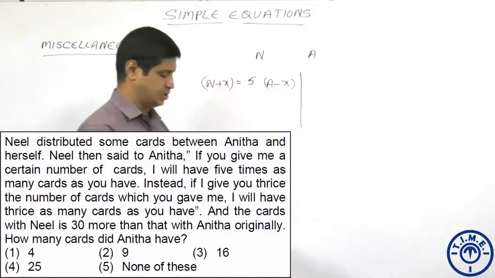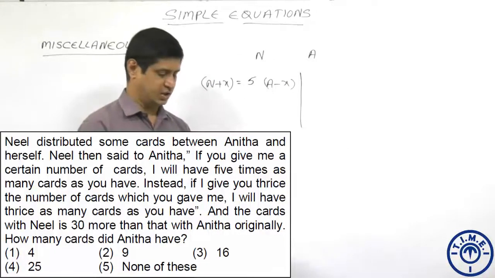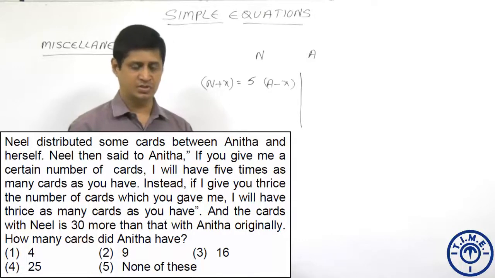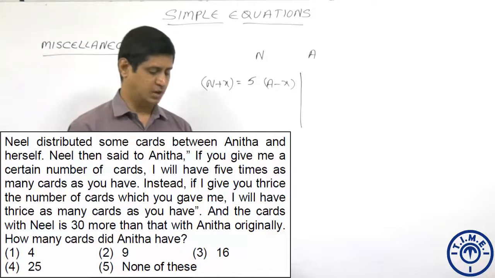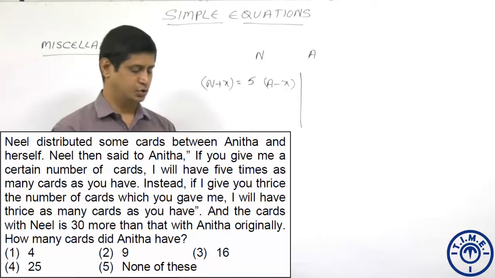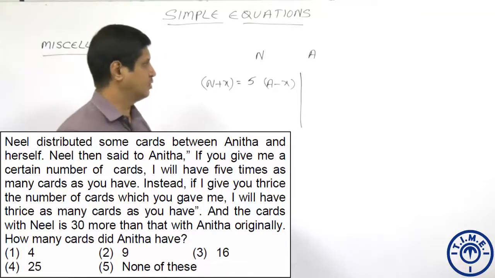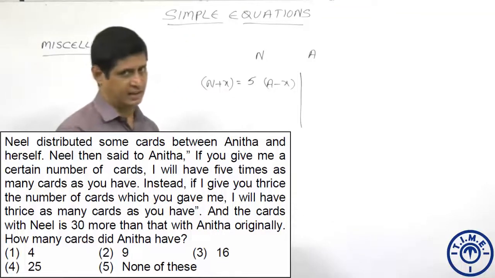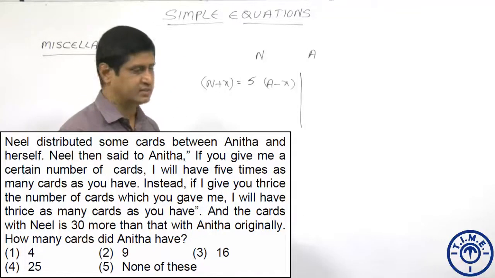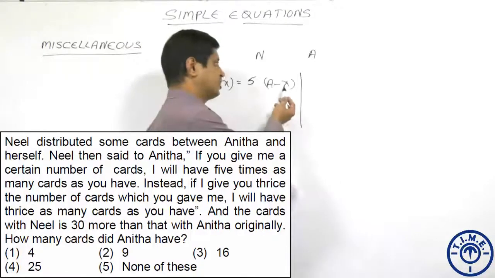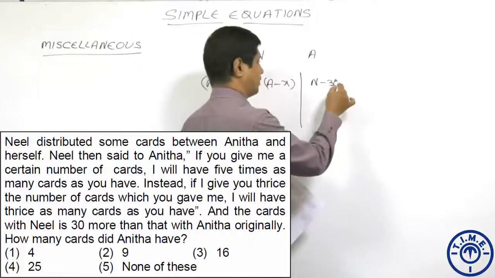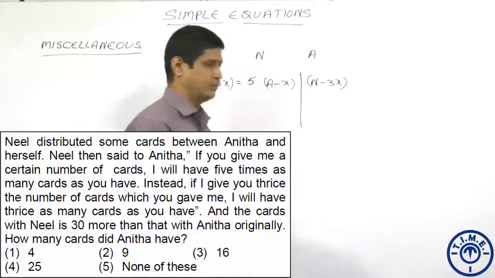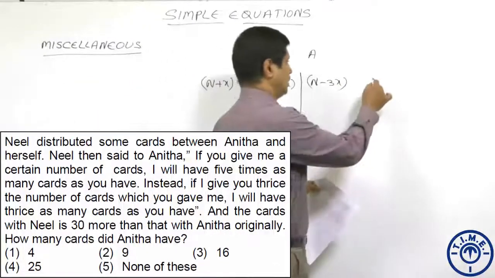What about the second condition? Instead of this distribution, what is the second point here? If I give thrice the number of cards which you gave me. So who is the speaker here? Again Neil. What is he saying? He is giving some number of cards. How many? Thrice the number of cards, so what is the value? 3 times x. So subtract the 3x from Neil and add it to Anita.